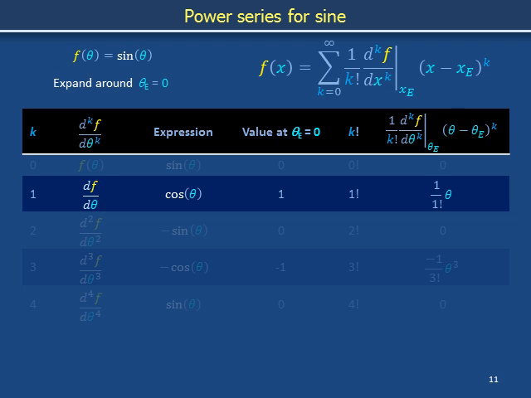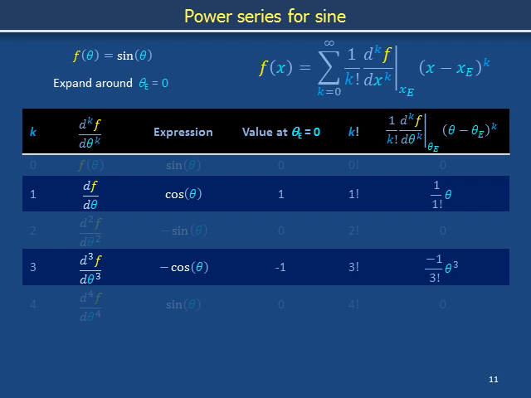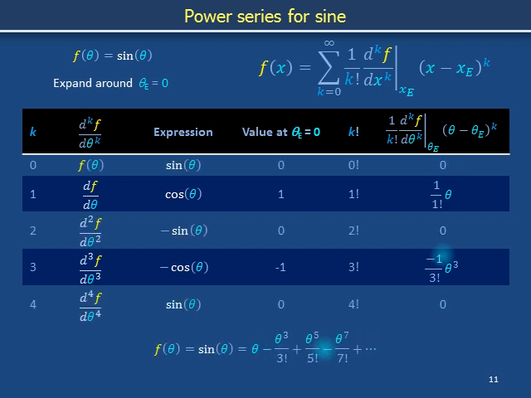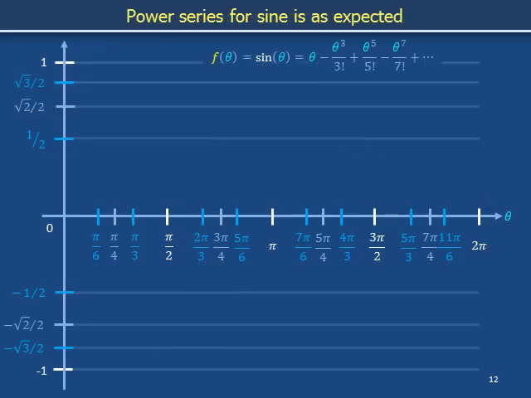Please pause the video to check that the contents of the row describing k equals 3 are consistent with the final entry, minus 1 over 3 factorial times theta cubed. The terms in the column to the right are added up together as the first pieces of a power series representation for sine of theta. We have just expressed sine of theta as theta minus theta cubed over 3 factorial plus theta to the 5th power over 5 factorial minus theta to the 7th power over 7 factorial, and so forth, with terms with alternating positive and negative coefficients attached to odd powers of theta.